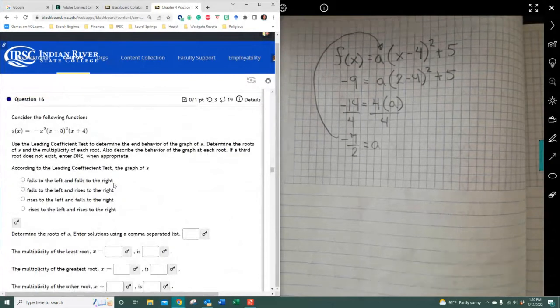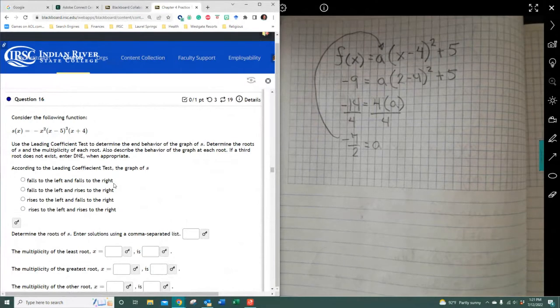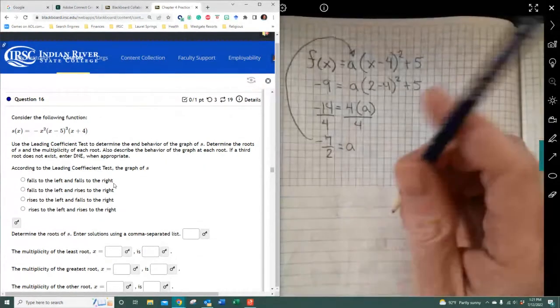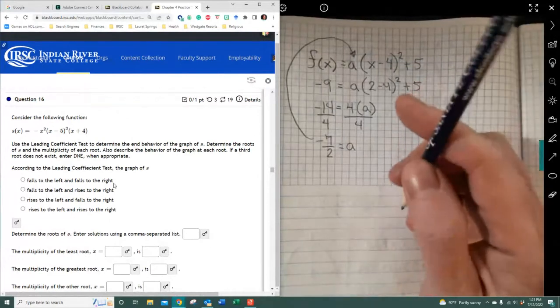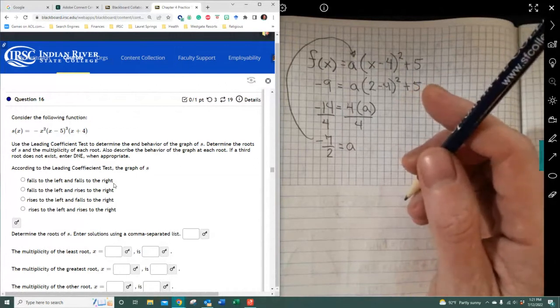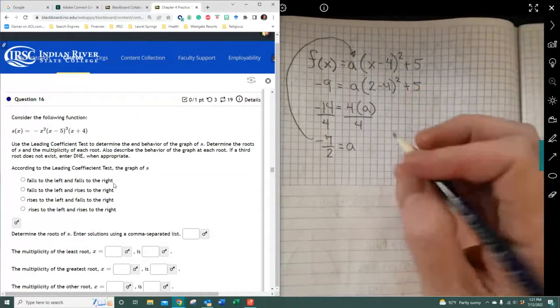Number 16. It says use the leading coefficient test to determine the end behavior of the graph of S. Now, the leading coefficient is going to be the negative number. So that means that whatever we determine as the output, we're going to reverse it. Since this is all multiplying, it's going to be x to the second times x to the third times x to the first, and so that's going to be x to the sixth.